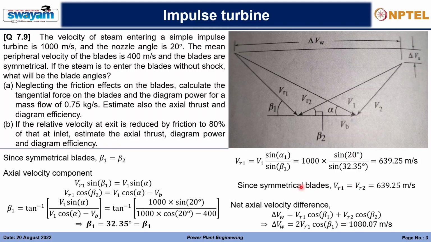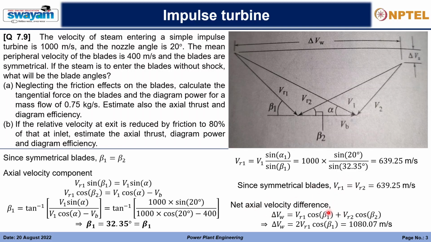And since the blades are symmetrical and we are neglecting the friction effects, we will directly have vr1 equal to vr2, which is 39.25. So this is the case for symmetrical blades and neglecting the friction. But we'll also solve one problem where we consider the friction effects. So what will be the changes, I will show you then.